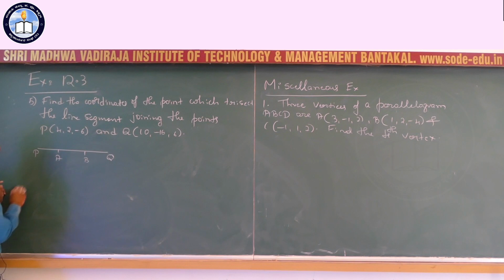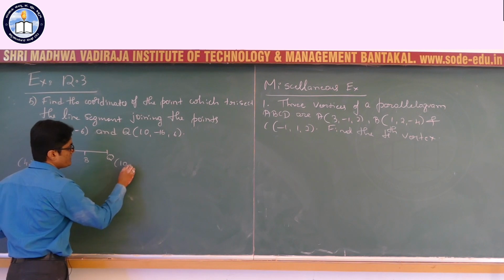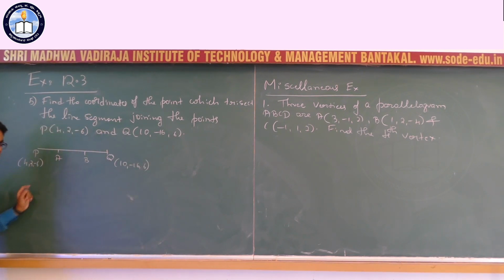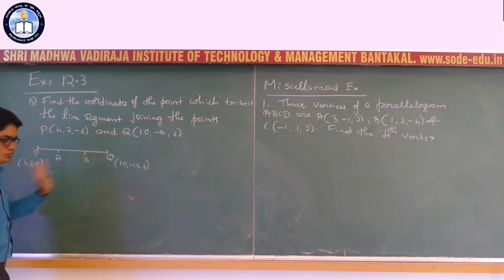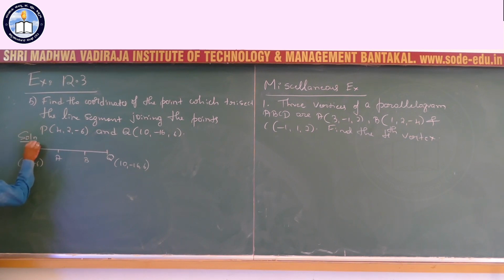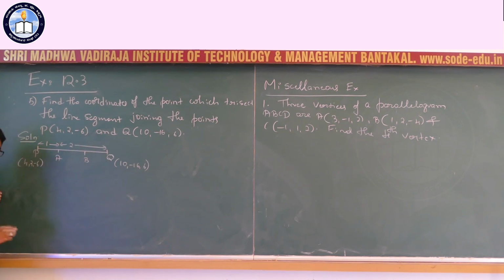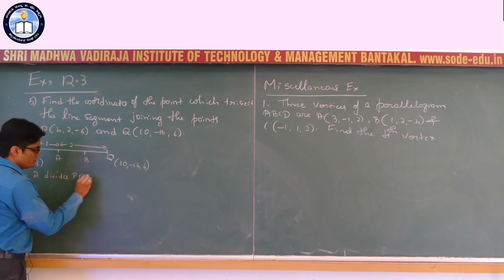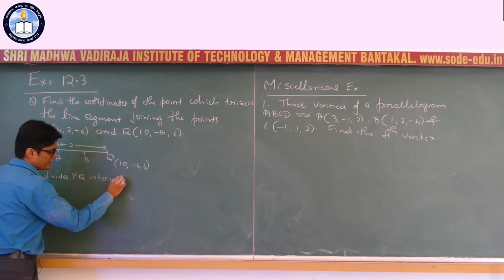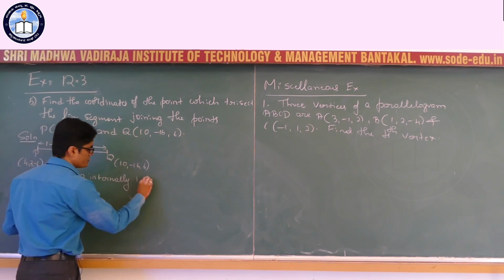The coordinates of P are known: (4, 2, -6). The coordinates of Q are also known: (10, -16, 6). And this diagram shows that to divide PQ into 3 equal parts, we require 2 points. So, first we are going to find A. And this diagram shows that A divides PQ in the ratio 1:2. This is one part, here there are two parts, correct? So A divides PQ internally in the ratio 1:2.